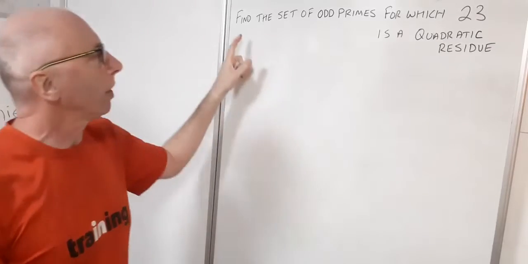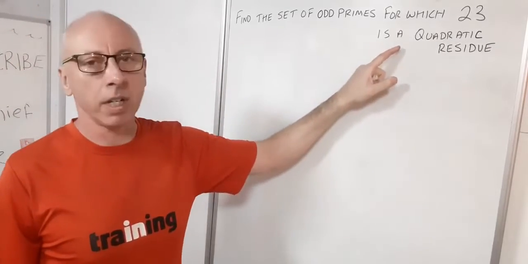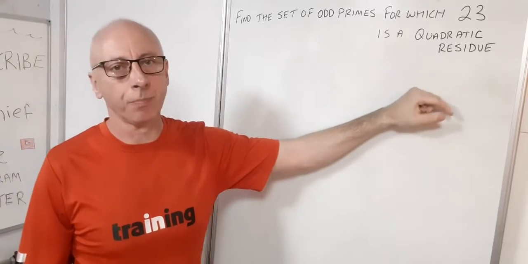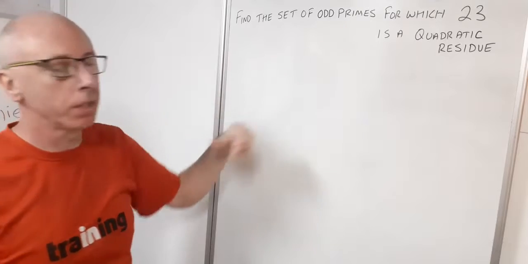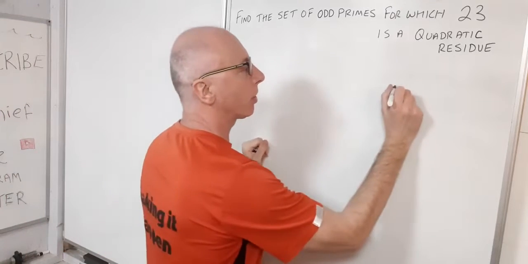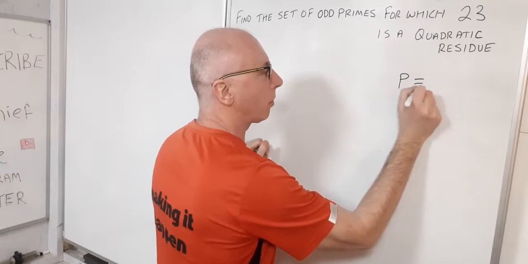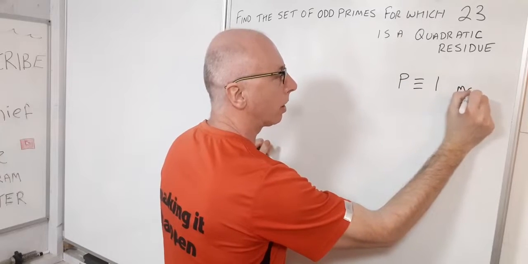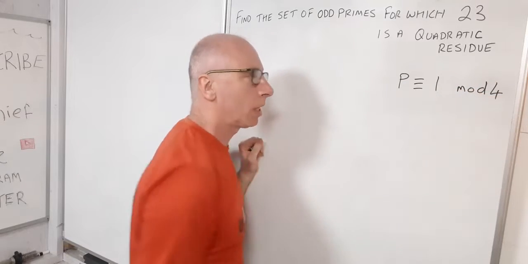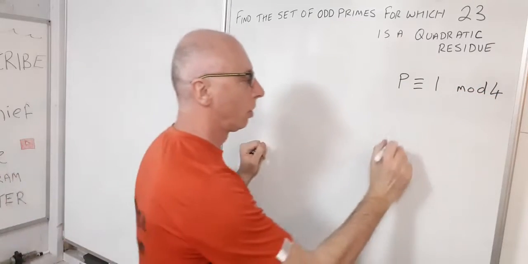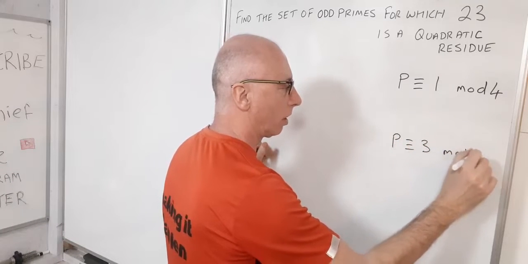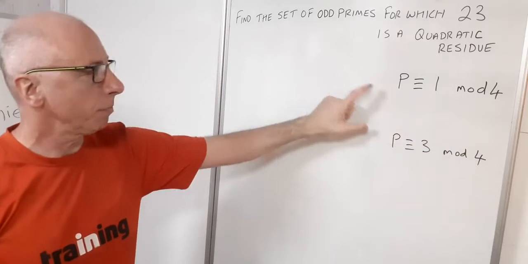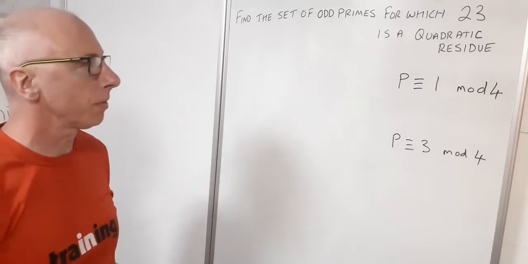So in this video we're going to find the set of odd primes for which 23 is a quadratic residue. Now as we're looking for odd primes, our prime numbers, modulus 4, are going to take two forms. If we let P represent our prime number, we've got P is congruent with 1 modulus 4, or P is congruent with 3 modulus 4. That's the basis of our prime numbers.